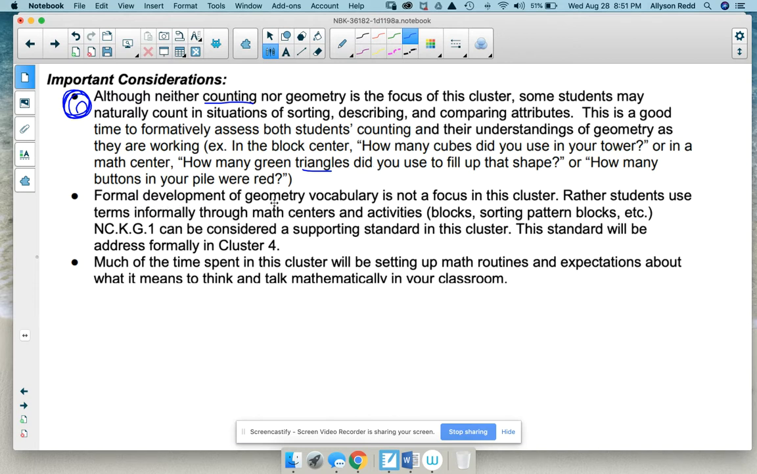Formal development of geometry vocabulary is not a focus because we're just getting into the sorting and whatnot. We're going to come back to the formal discussion of this vocabulary in cluster 4. So again, don't push it, just sort of let it happen. What we want is much of this cluster to be spent in setting up some math routines and expectations. I love this last part, what it means to think and talk mathematically in your classroom.